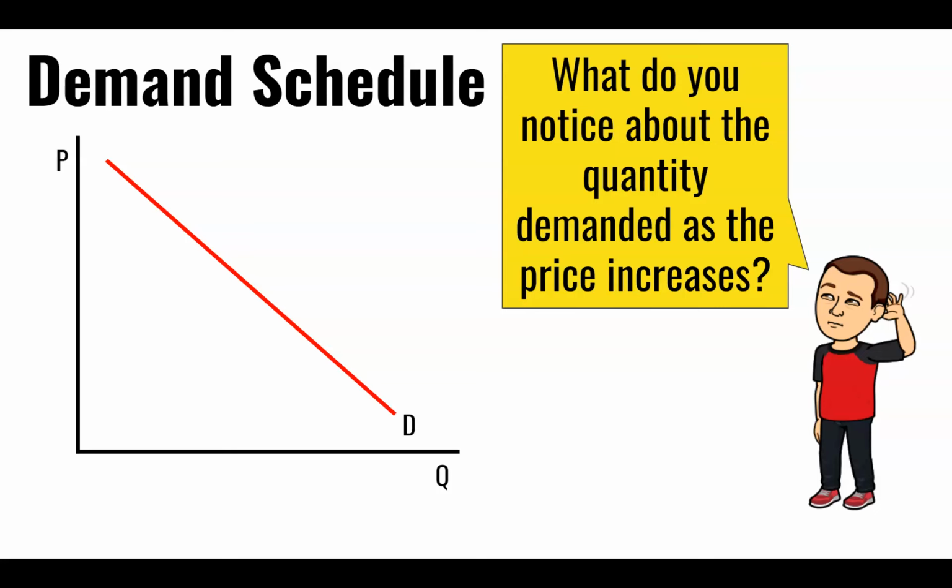So if the price is very low, let's say $1, there's a huge quantity demanded. A lot of people are willing to pay for their seat at $1. But as the price rises to $100, fewer and fewer and fewer people are willing to pay.